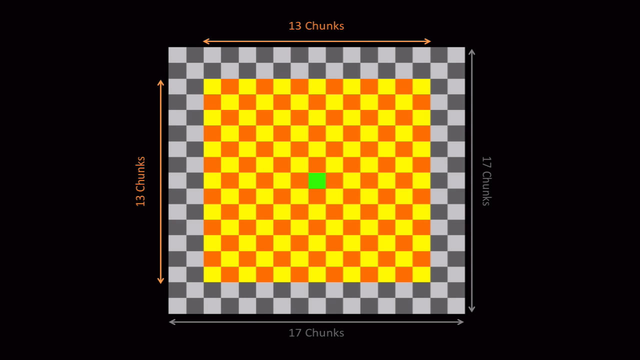The outer 2-chunk thick shell of grey chunks around this 13 by 13 area is the lazy chunk region. This region is completely filled with lazy chunks. Lazy chunks don't process entities, but do process redstone. Here, I have named 2 of the chunks.